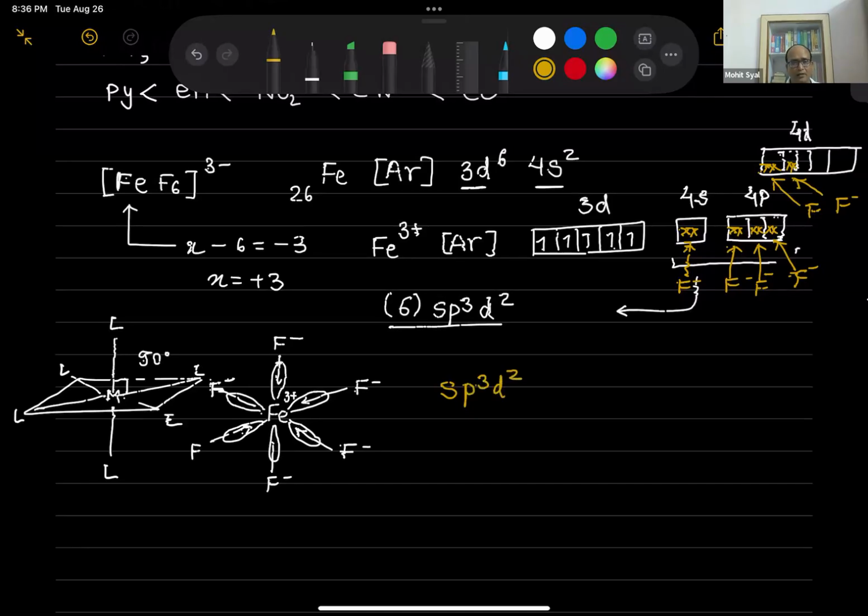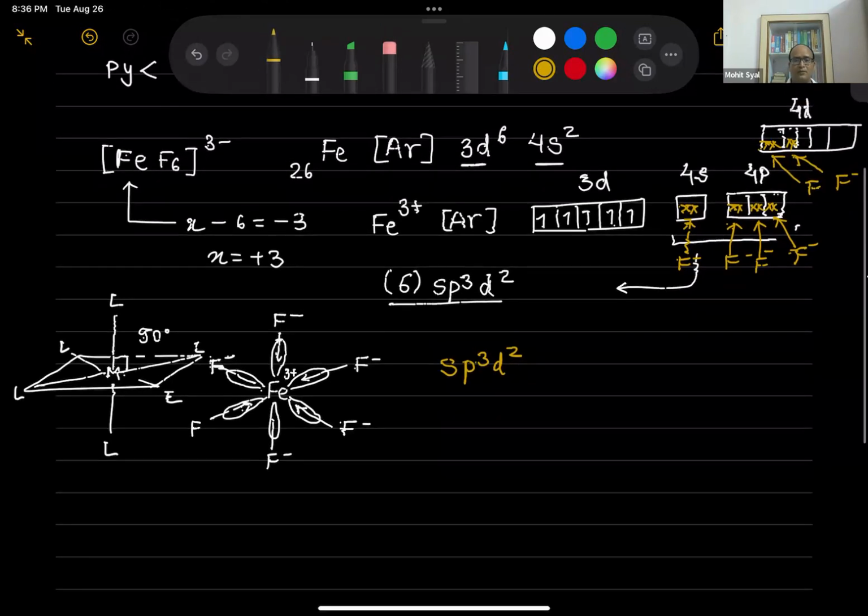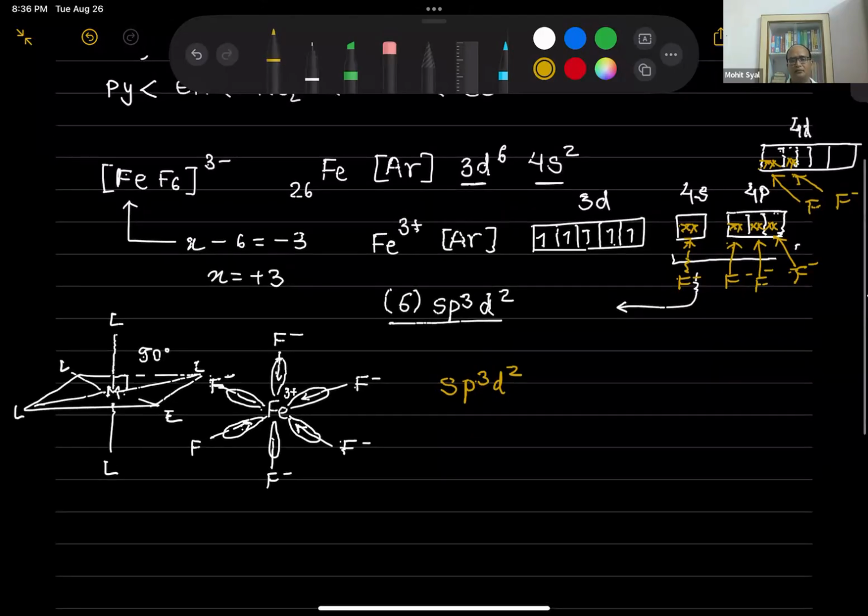What is the magnetic moment? Is it going to be a paramagnetic or a diamagnetic species? Are there unpaired electrons on the iron? And how many are they? How many unpaired electrons are there?